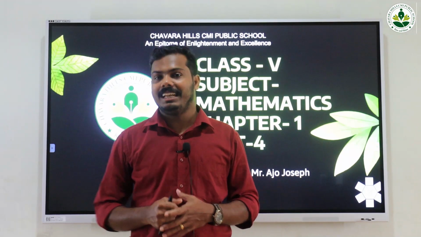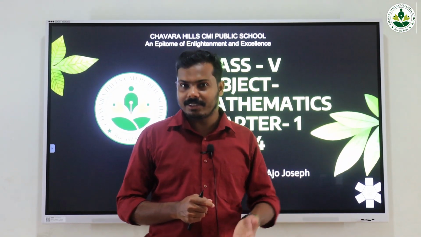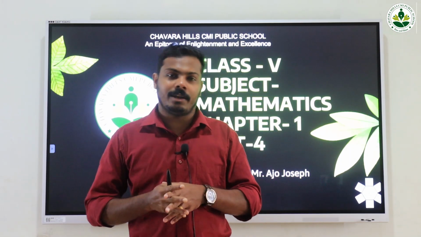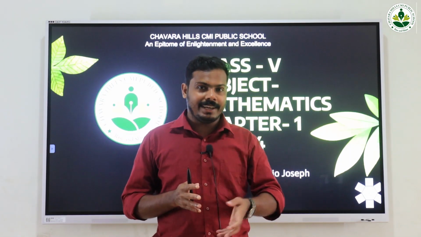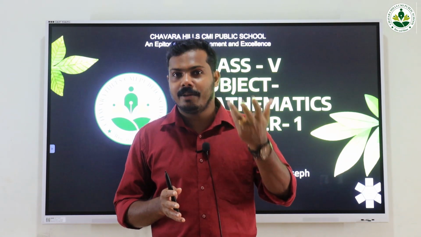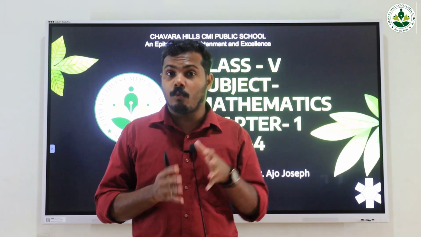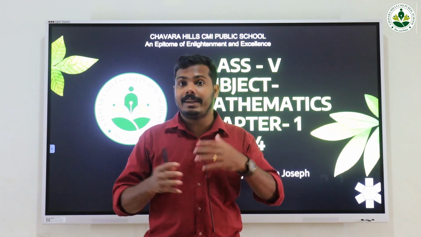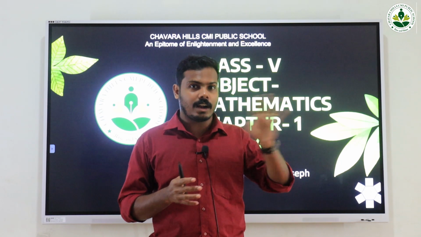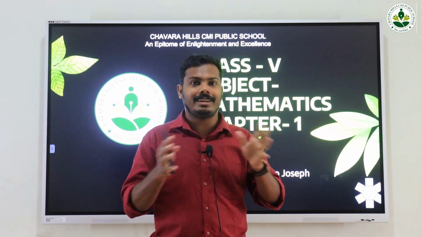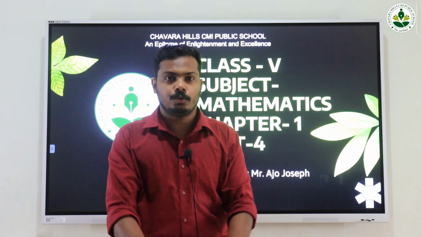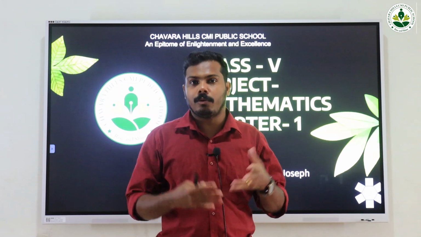Hello students, welcome back. In the previous class we discussed comparing and ordering numbers. There we used the Indian population. It is around 150 crore. That word "around" means it is not an accurate number. We just round off the number to 150 crore.